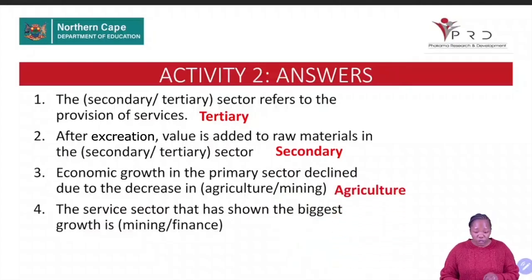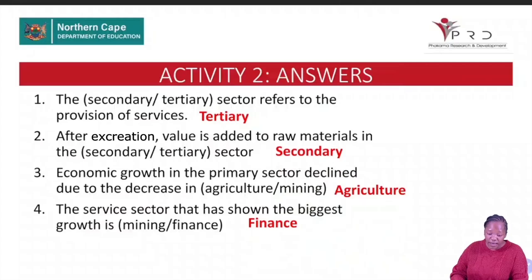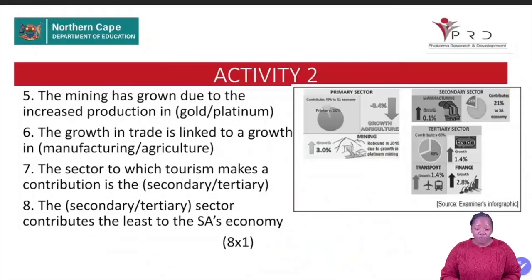Then the third question, we're looking at the economic growth in the primary sector declined due to the decrease in the agriculture or in the mining. You will see in the diagram there, it declined in the agriculture, with the arrow going down, meaning a decline. And then the fourth question, the service sector that has shown the biggest growth is the mining or the finance. We're looking at the finance. Remember, all these answers, you're supposed to get them from the diagram. Then we're moving right along to our next questions.